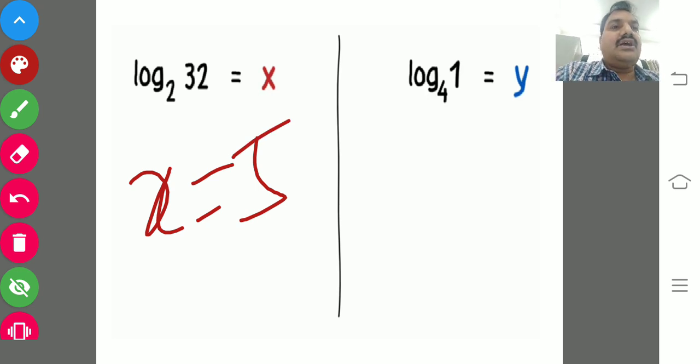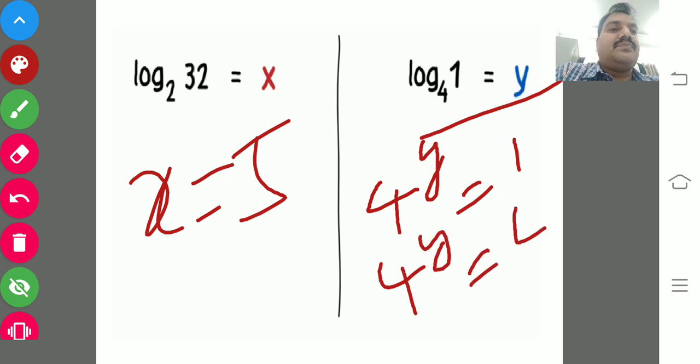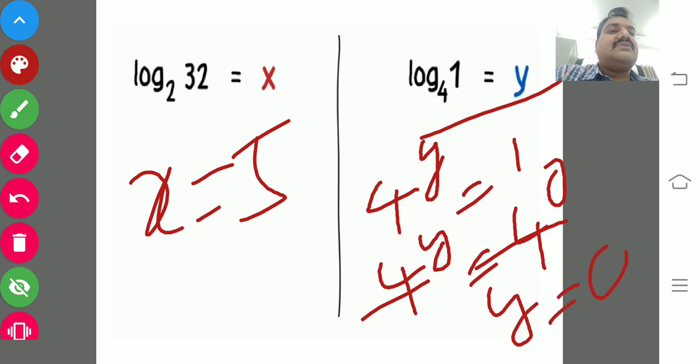And here log 1 base 4 equals y. Just go in a cross way. 4 power y equals 1. So 4 power y equals 4 power 0. Equal bases cancel, so y equals 0. So in the first case you got x equals 5, in the second case you got y equals 0.